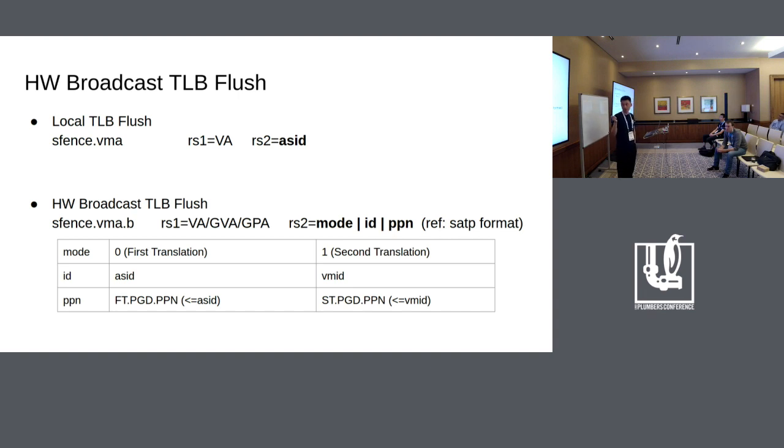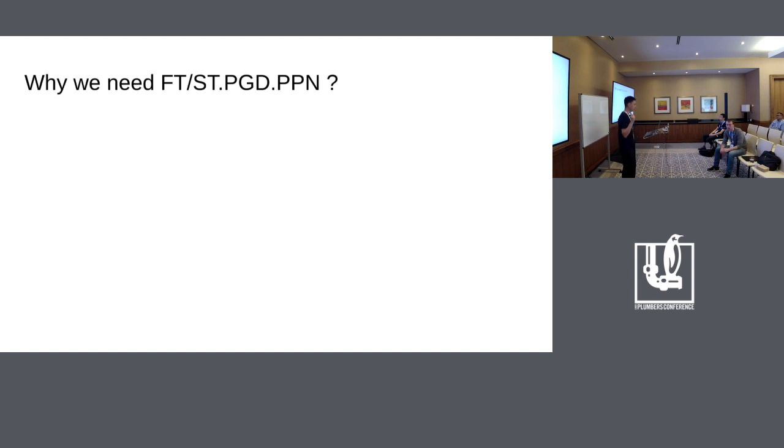This reuses the format of the SATP, which the RISC-V privilege specification defines at 4.1.12, the supervisor address translation and protection register. I reused this register, which is used for page table walk. If you combine them together, when the mode is zero, that means the first translation, and the ID is ASID, and the PPN is this namespace's first translation PGD PPN. PGD PPN is the root page table. And the second translation is mode one, where the ID will be the VMID and the second PGD PPN, and that is for the hypervisor to maintain its shadow second level page table.